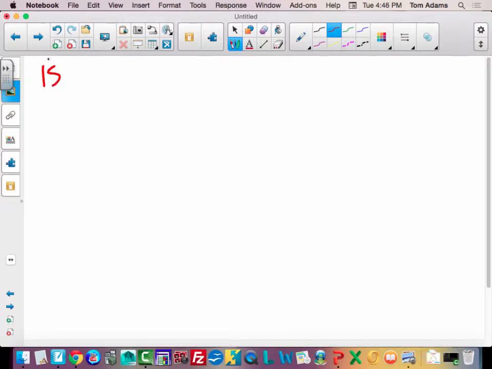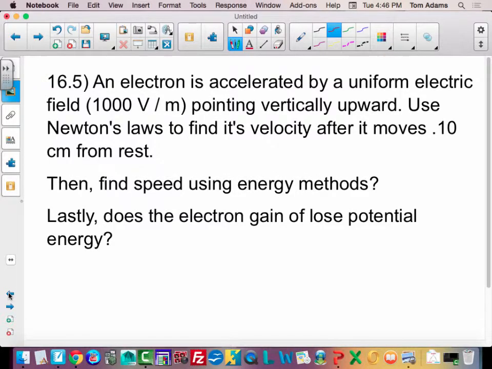For problem number 15, we need to think this through. An electron will be accelerated downward because it is negatively charged. So maybe I should draw a picture. Let's read this one more time. It says an electron is accelerated by a uniform electric field pointing vertically upward.